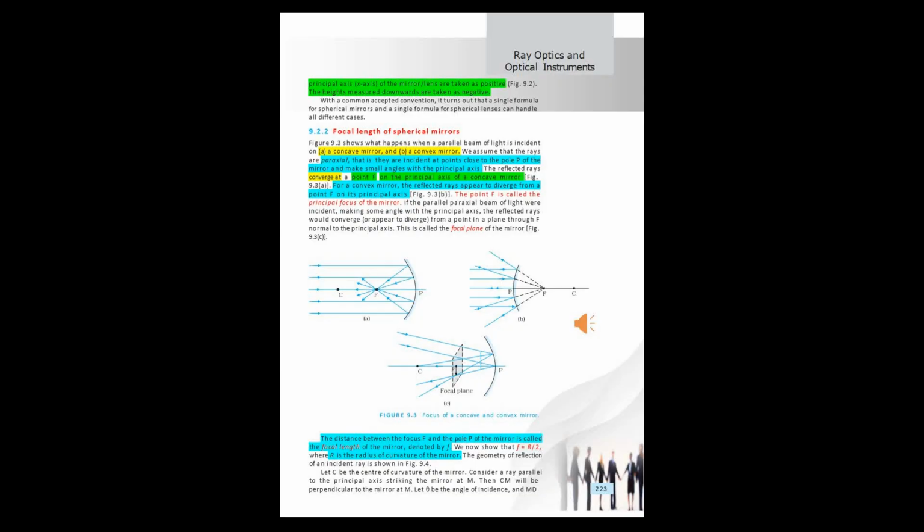The distance between the focus F and the pole P of the mirror is called the focal length of the mirror, denoted by f. We now show that f equals R/2, where R is the radius of curvature of the mirror. The geometry of reflection of an incident ray is shown in figure 9.4. Let C be the center of curvature of the mirror. Consider a ray parallel to the principal axis striking the mirror at M, then CM will be perpendicular to the mirror at M.